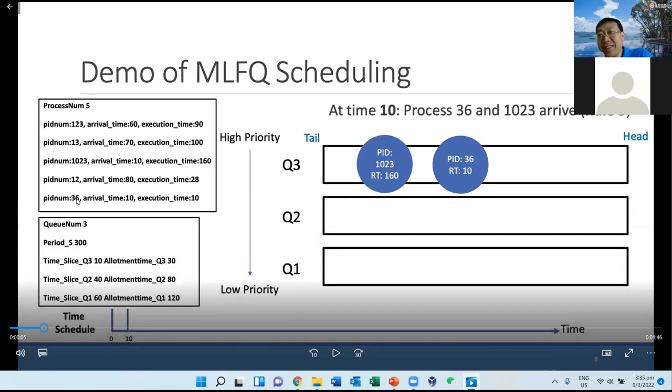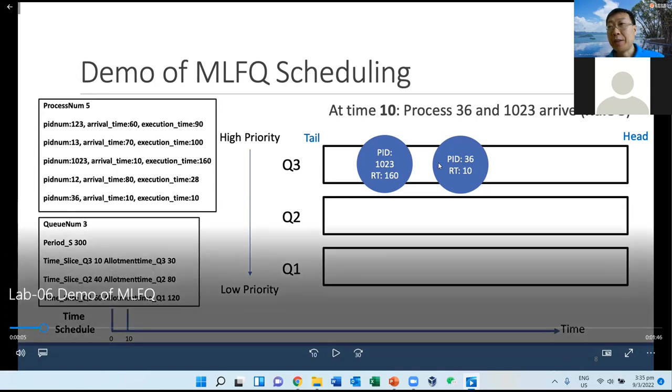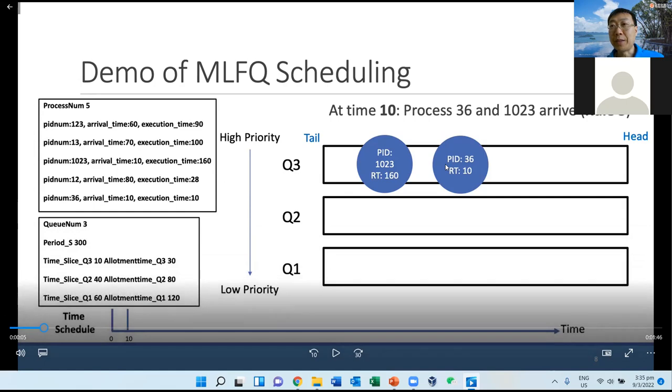Here, we have to determine the order because we want to have a deterministic behavior. So for this example, if two jobs arrive at the same time, then we will put the job with the smallest PID into the queue first. Don't ask why, because we want to make it deterministic, so we have to have an order. So smallest PID first if they arrive at the same time.